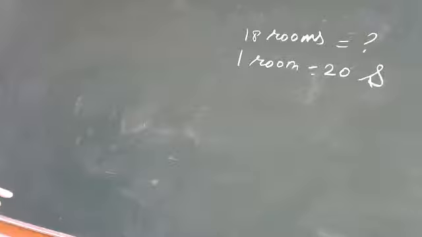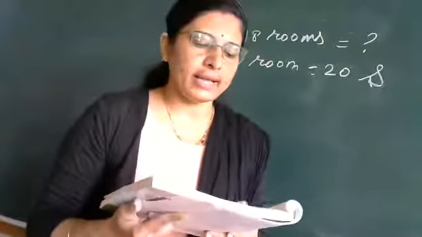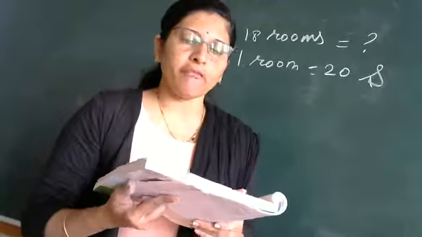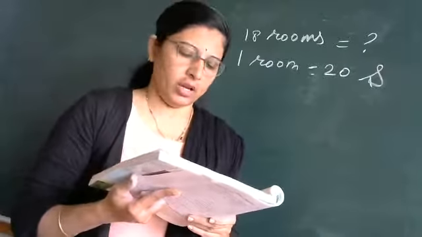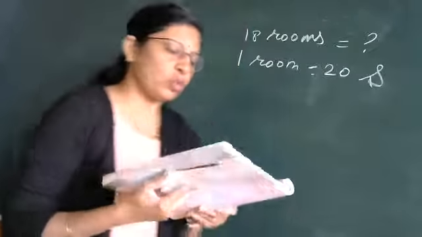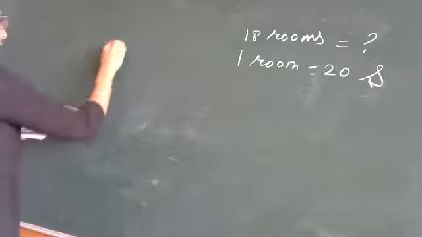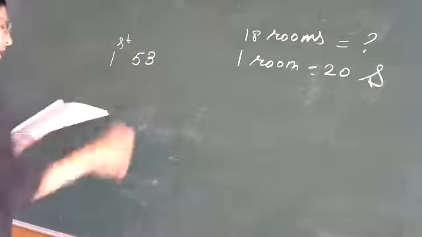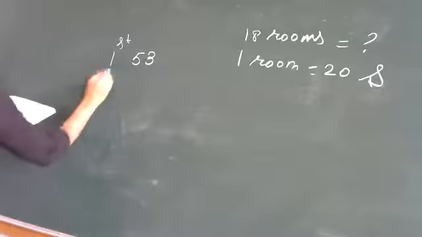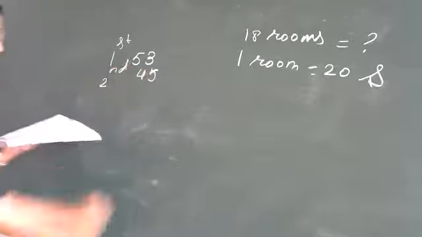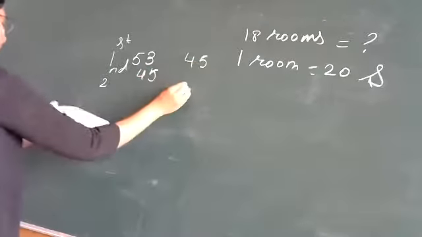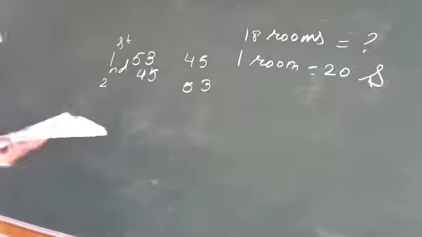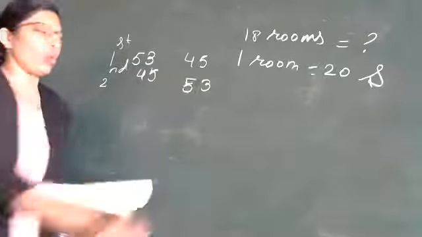Okay, ma'am. Yes. Again, there are some more word sums. See. In a cricket test series, Kusum scored 53 runs in the first inning and 45 runs in the second inning, while Mitali scored 45 in the first and 53 in the second. Now we have to find who scored more.